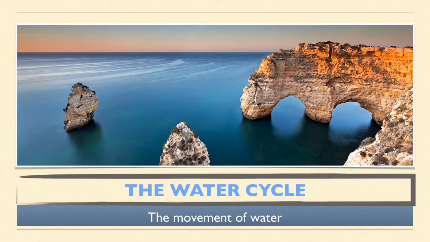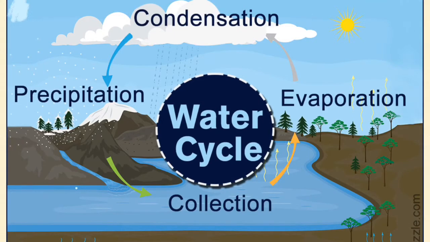Hello class, we're going over the water cycle today in science. The water cycle is the movement of water. There are 4 parts to the water cycle: collection, evaporation, condensation, and precipitation.